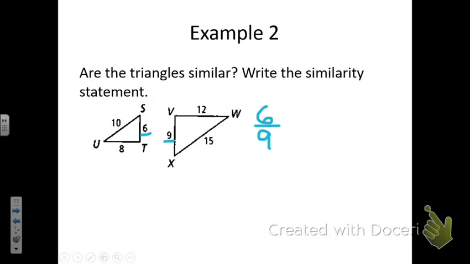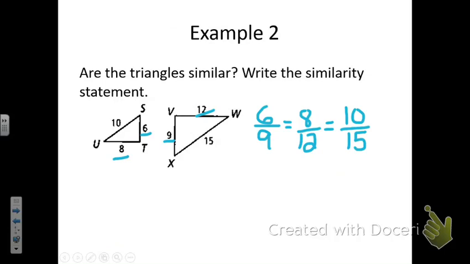Okay. Let's go next to the medium pieces. So what's the medium side of my small triangle here? 8. And it corresponds good with 12. And then that leaves my longest sides, which are 10 and 15.